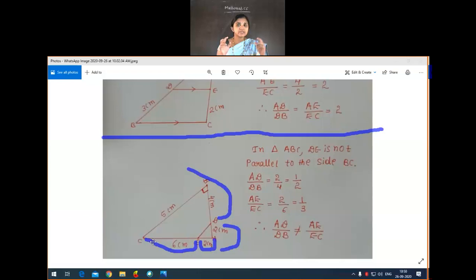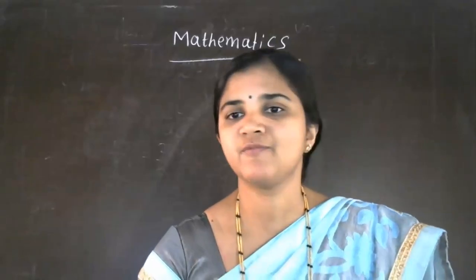So from this what can we conclude? If this DE is parallel to BC, then you will get the ratios equal. If the DE line is not parallel to BC, then the ratios are not equal. So what can we conclude actually? Can anyone tell me the conclusion for this concept? Who is ready to give the conclusion for this concept? So we'll ask someone. Okay.